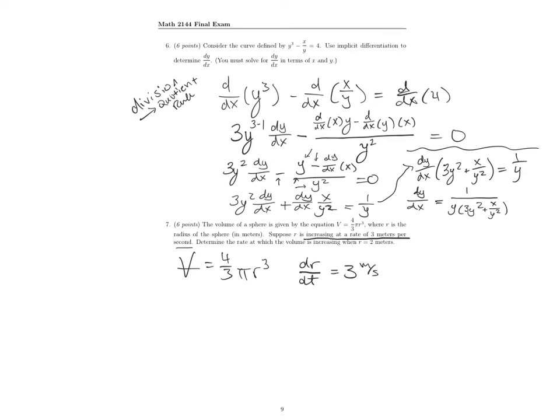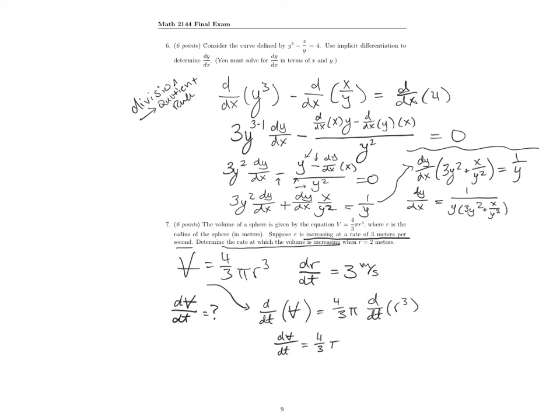Now we want to determine the rate at which volume is increasing. If we're looking at a rate for volume, we're looking at the rate of change of volume with respect to time. In order to find this out, all we're going to do is take a derivative. So we'll take d/dt of volume equals 4/3 pi times the derivative of r to the third. On the left side, we get the derivative of volume. On the right side, we get 4/3 pi times 3r squared dr/dt.